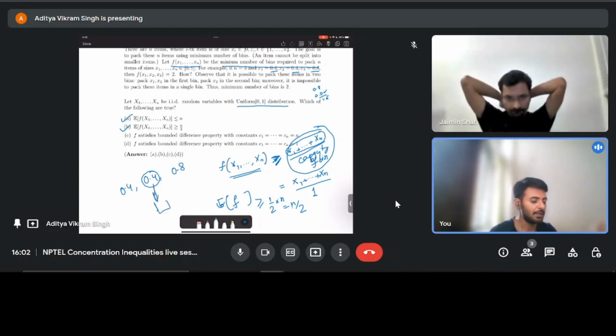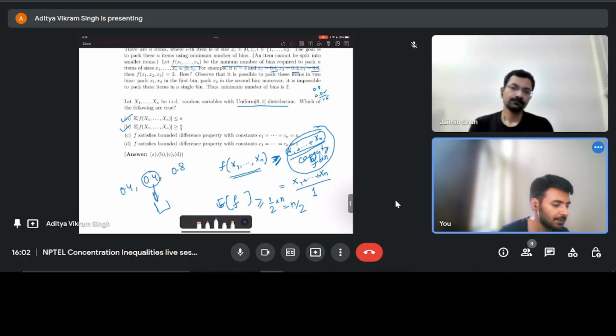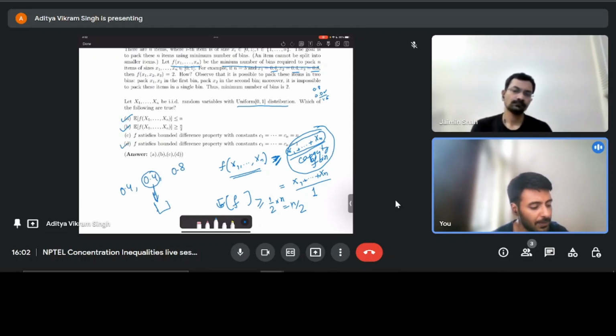And you can always do that, no matter what, because all the items will be in 0, 1. So F satisfies the bounded difference property with c1 to cn. If you change any item while keeping others constant, your F will change by at most one. And C is a weaker version of that, so C is also correct.